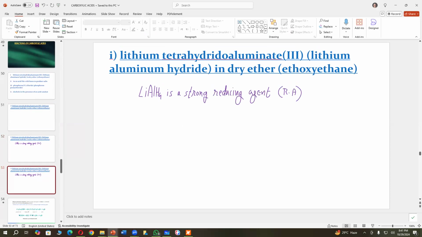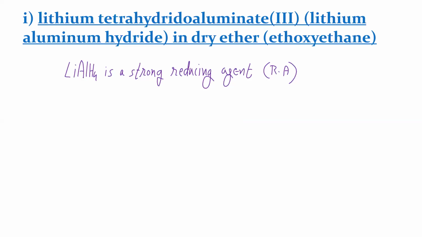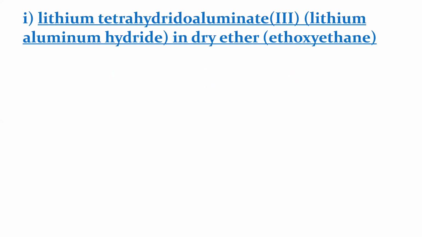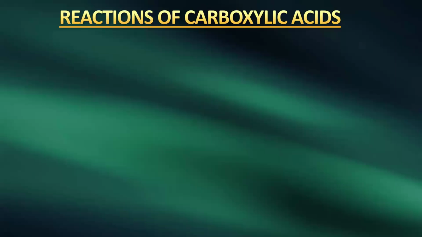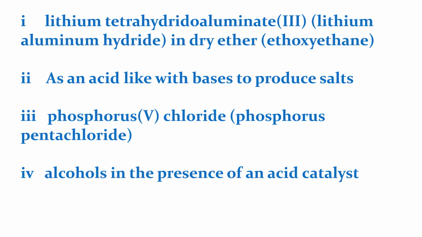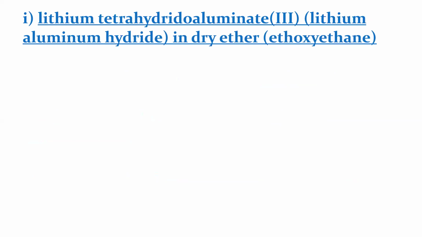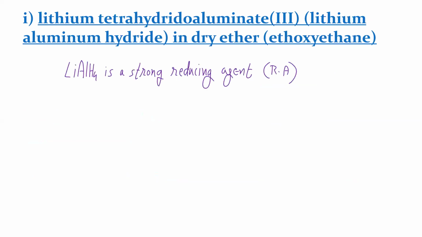That's it. Okay, so let's put our first title here, number 1. Double check the heading. The heading is reactions of carboxylic acid. There are 4 reactions of carboxylic acid. Reaction with LiAlH4, and as an acid, the reaction of carboxylic acid as typical acid. Phosphorus 5 chloride, reaction with PCl3 and PCl5. Reaction with alcohols. I'm starting with lithium aluminum hydride reaction.